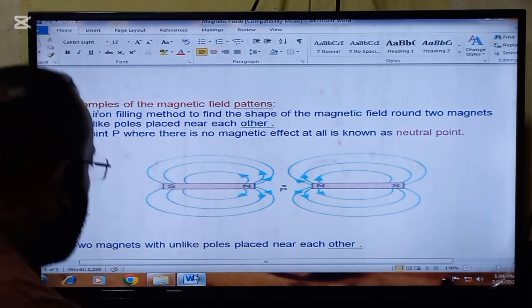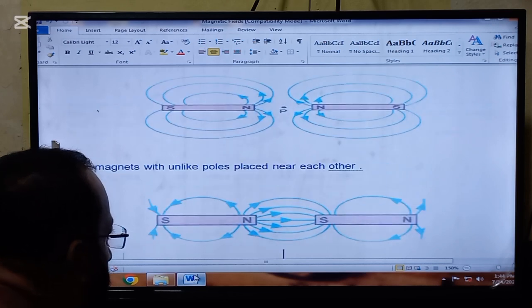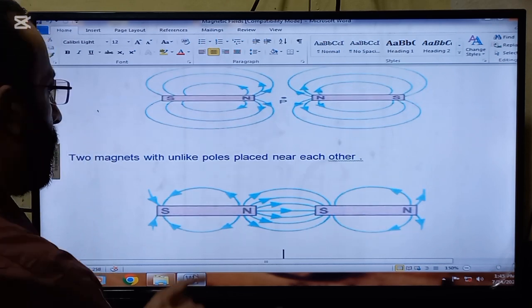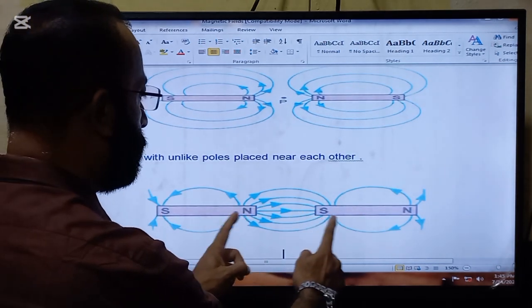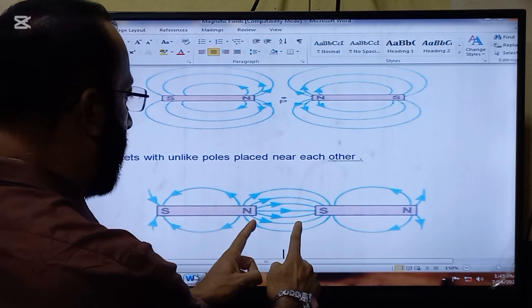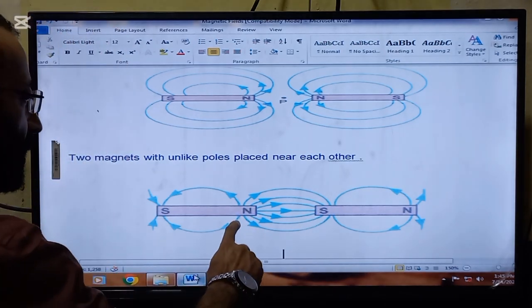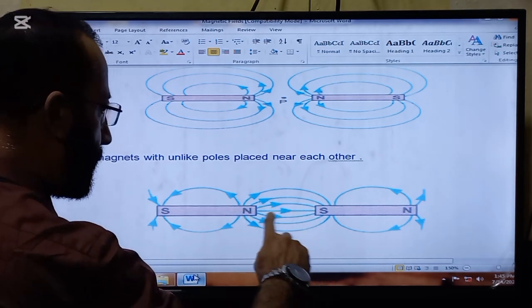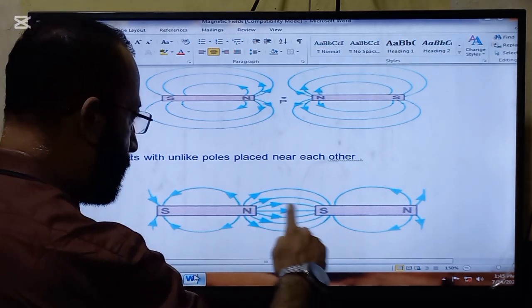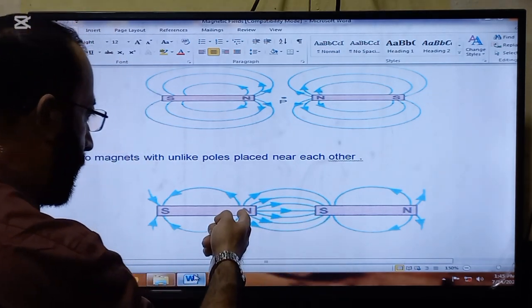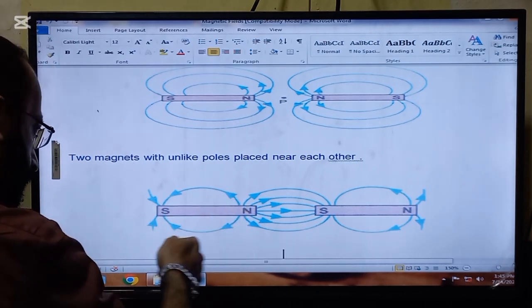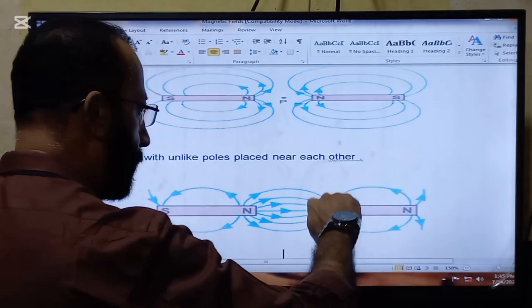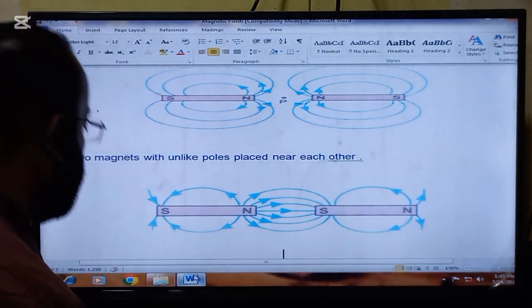Two magnets with unlike poles placed near each other. So look now, two opposite poles of the two magnets are placed side by side. The magnetic field starts from the north pole and ends at the south pole. So look now, this will be the pattern, and here is the north pole. So this will be the pattern.